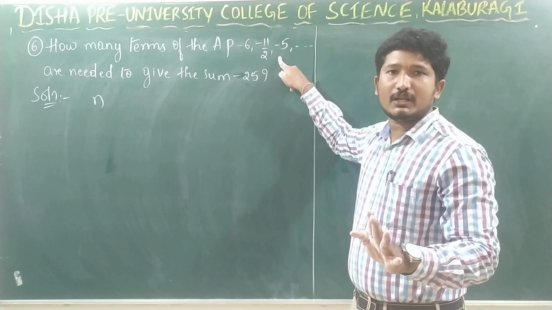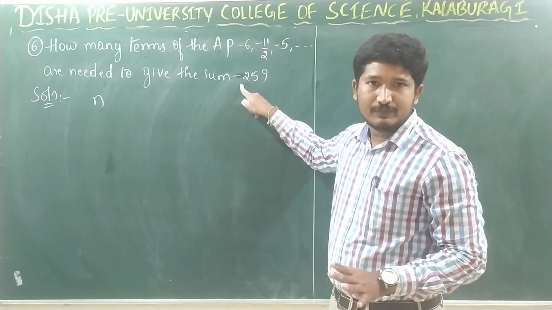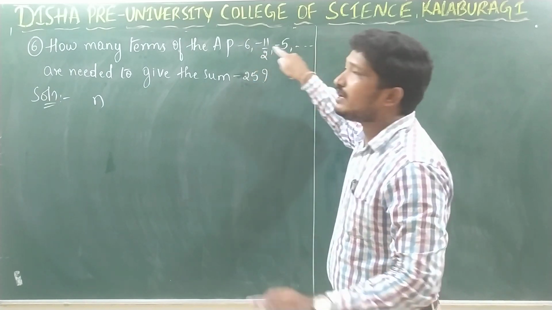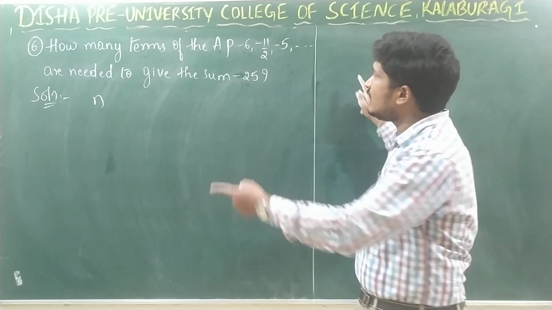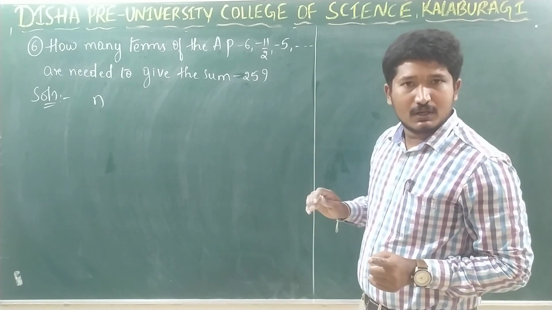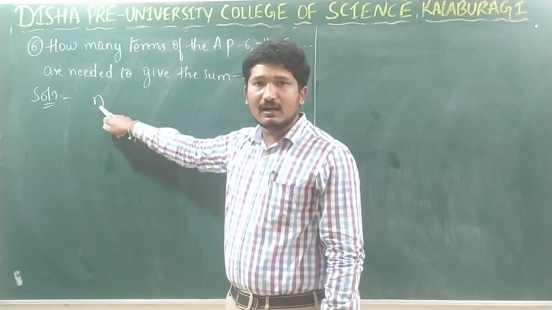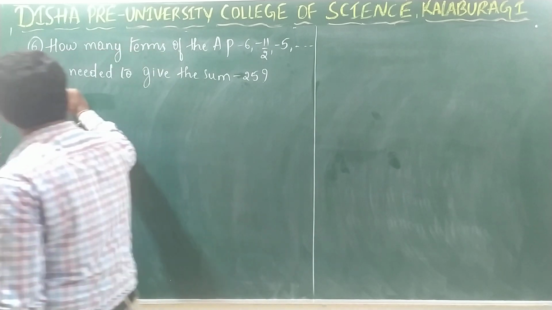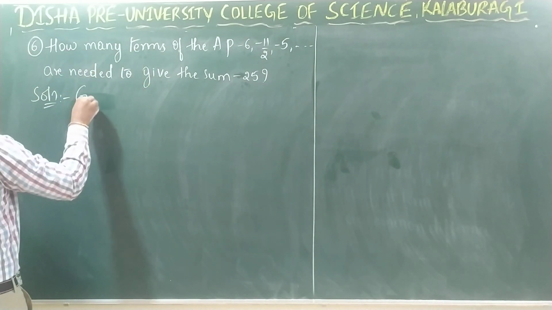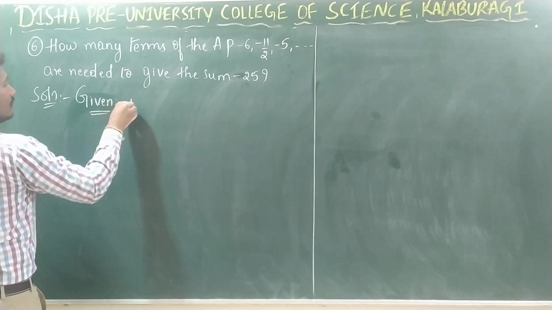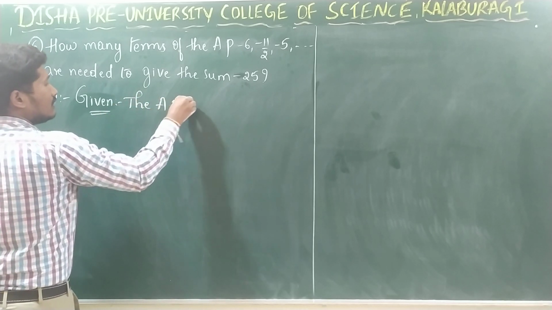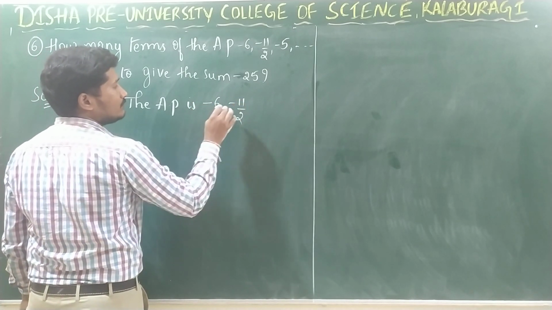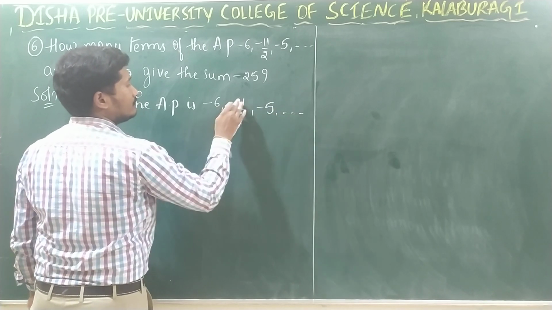So we are given the arithmetic progression, we are given the sum. The only thing we need to know here is how many terms are there in this given arithmetic progression, so that your sum will be minus 25. Number of terms in the sense what? It is n. So we have to calculate the value of n here. So how to do that? See, first let us write the given. What is given? The arithmetic progression is, what is that? Minus 6, minus 11 by 2, minus 5, and so on.